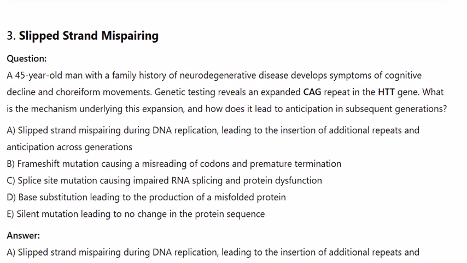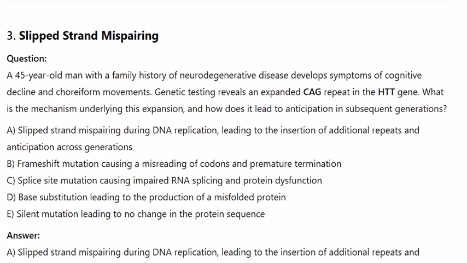Question: a 45-year-old man with a family history of neurodegenerative disease develops symptoms of cognitive decline and choreiform movements. Genetic testing reveals an expanded CAG repeat in the HTT gene. What is the mechanism underlying this expansion, and how does it lead to anticipation in subsequent generations? A. Slipped strand mispairing during DNA replication, leading to the insertion of additional repeats and anticipation across generations.